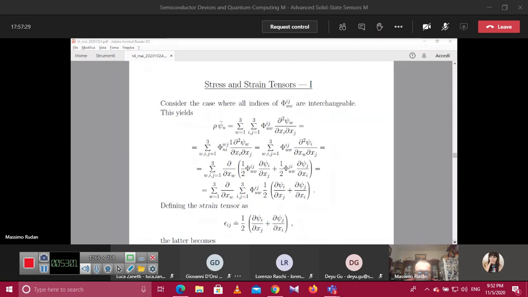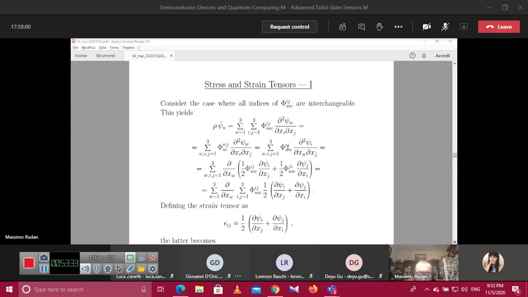Then we again exchange W and I, but we do it all over the indices. So we do it on phi so that we recover back the original expression, but we do it also on the derivatives. This is perfectly legitimate because phi is invariant and we have a summation over all indices.